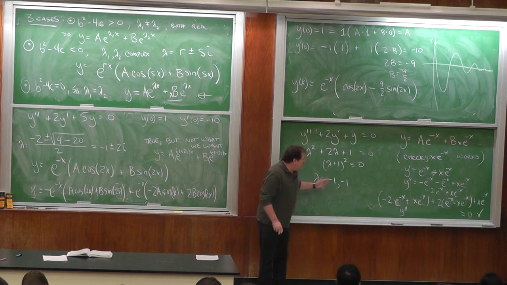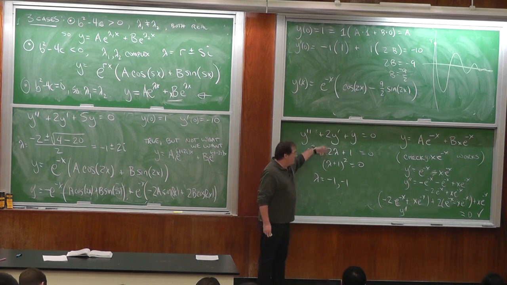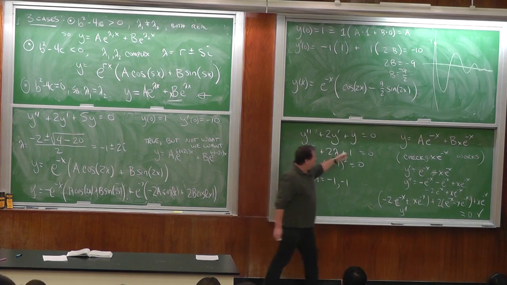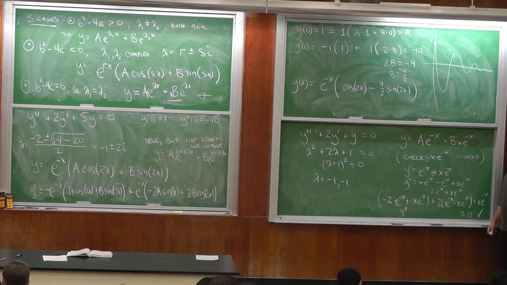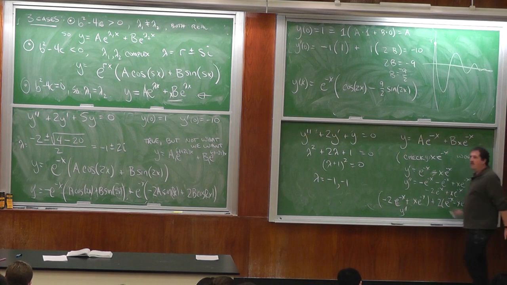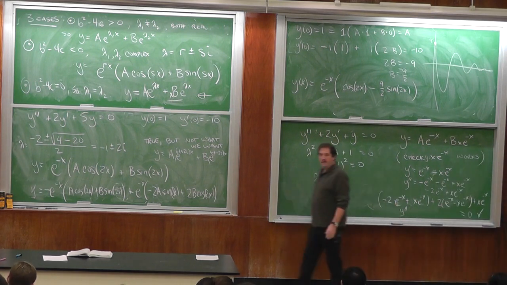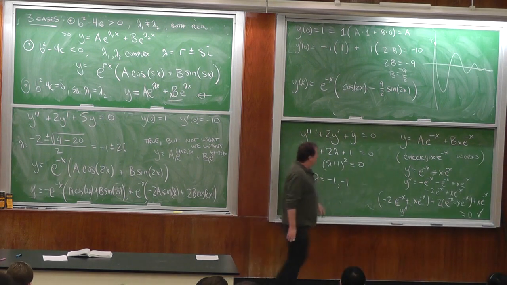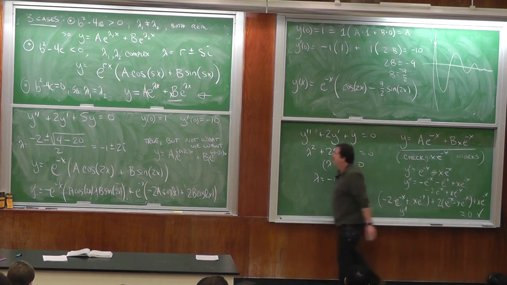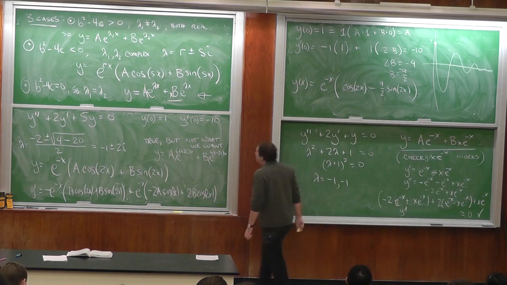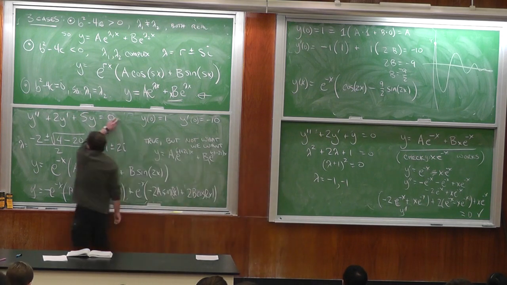So in the case where you have a double root, multiplying by x will always cancel out. You could check that in general, but let's do it just in this example. So the solution looks like this. And I guess I'll come back here.